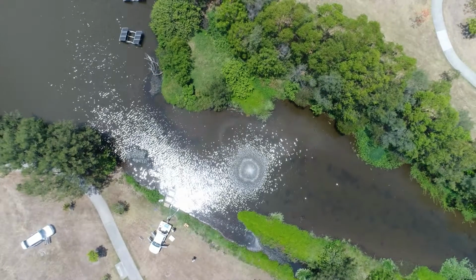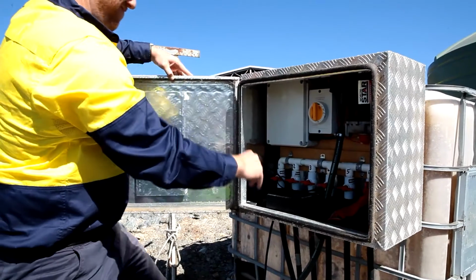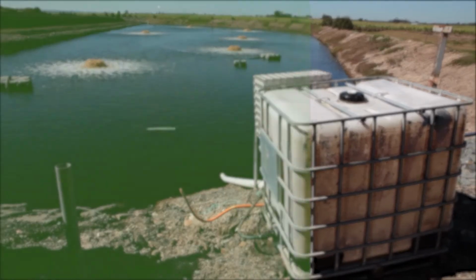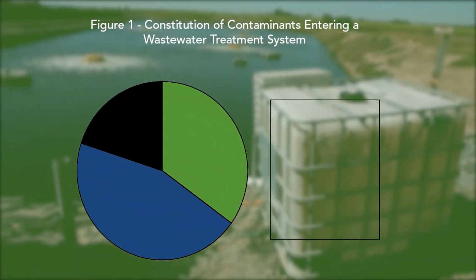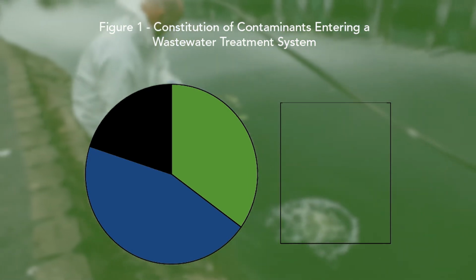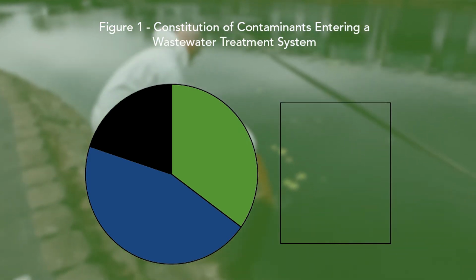Now let's move on to biological treatment. This is the introduction of selected microorganisms that break down organic components of wastewater and greatly improve water quality. If we look at the pie chart in figure 1, this represents the typical makeup of the contaminants in wastewater entering a wastewater treatment system. Of course, the actual percentages vary for different waste streams.